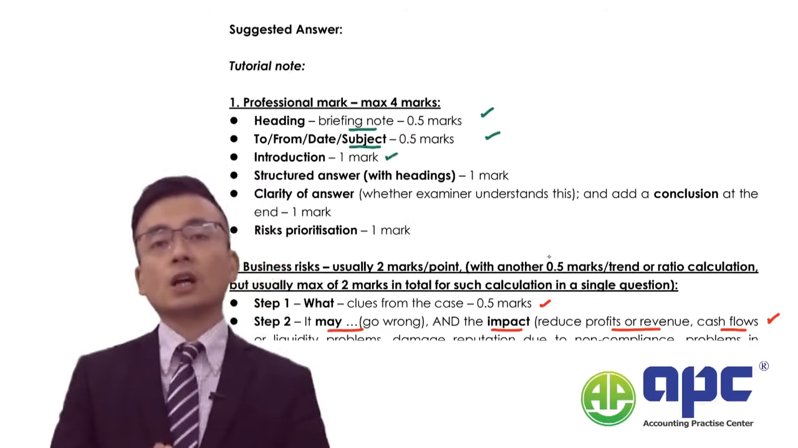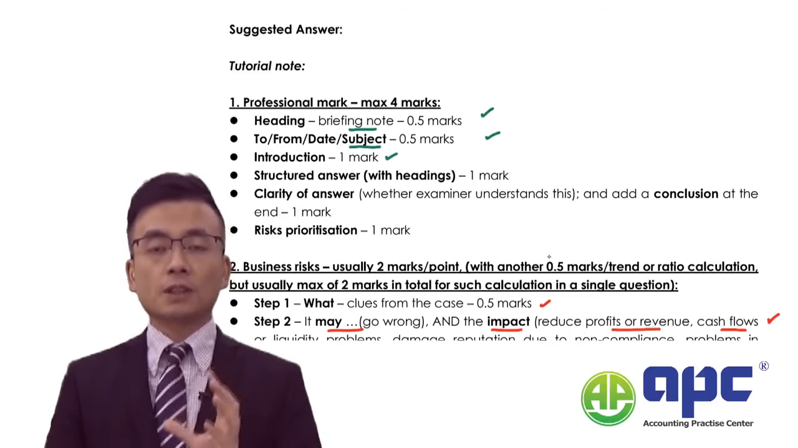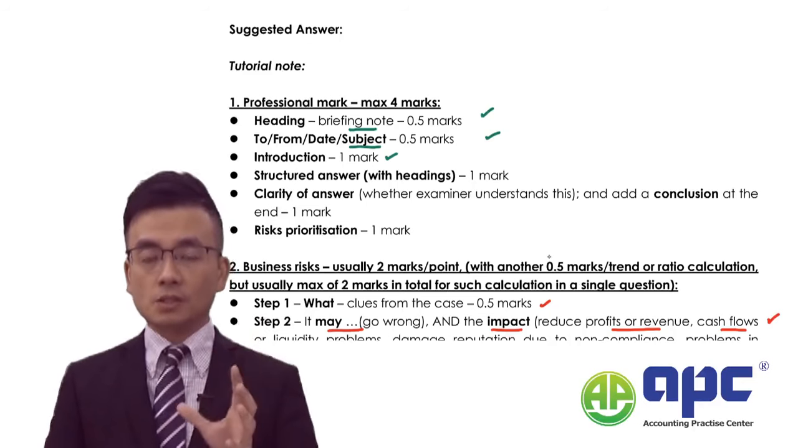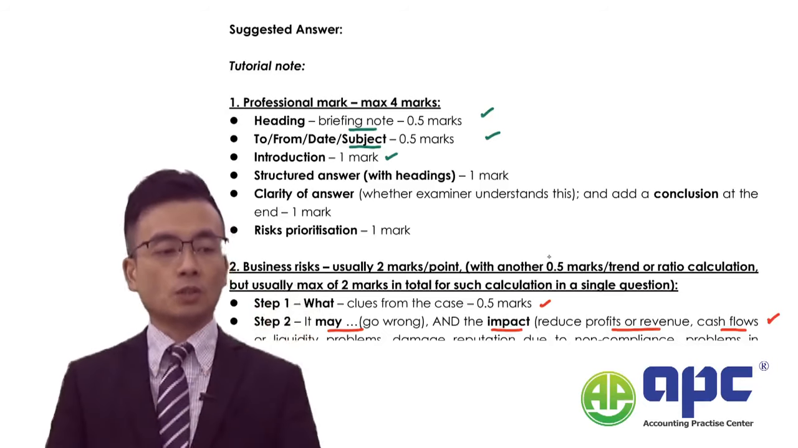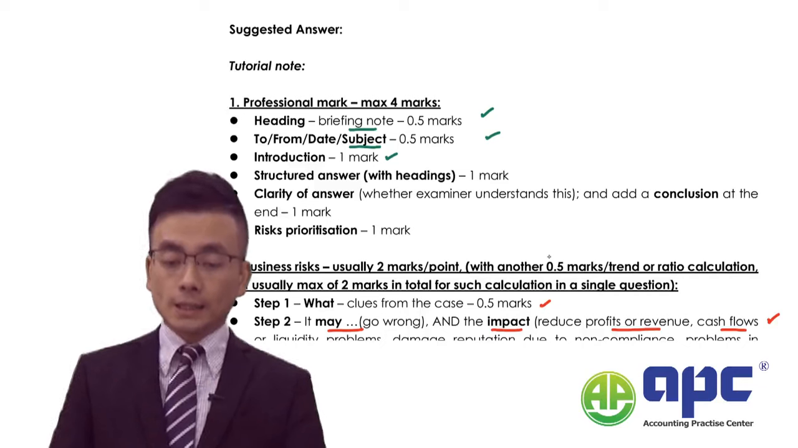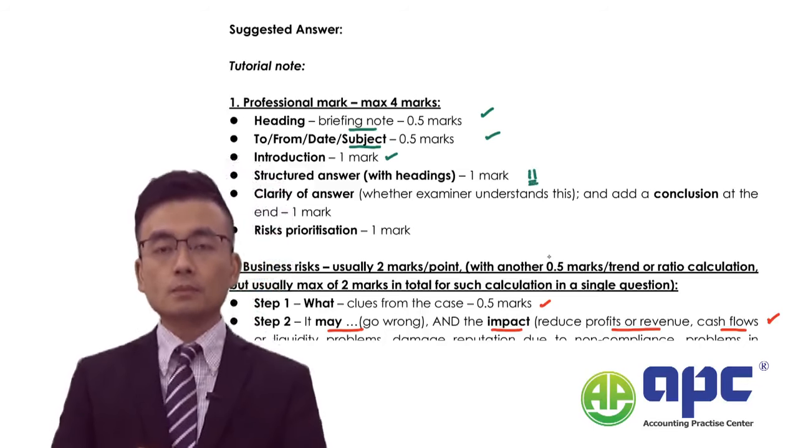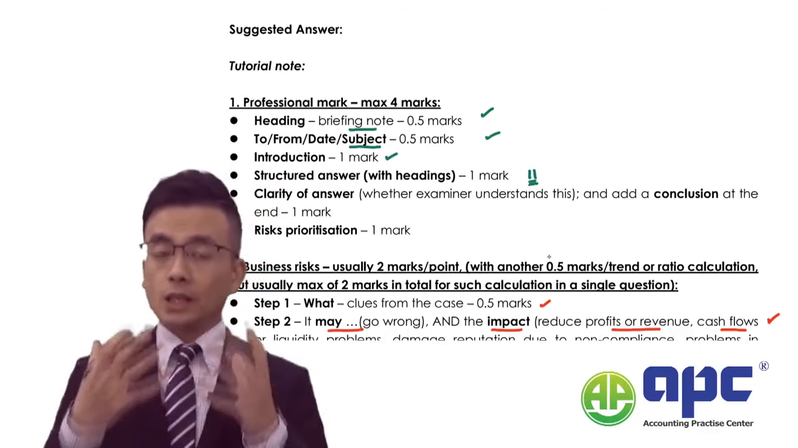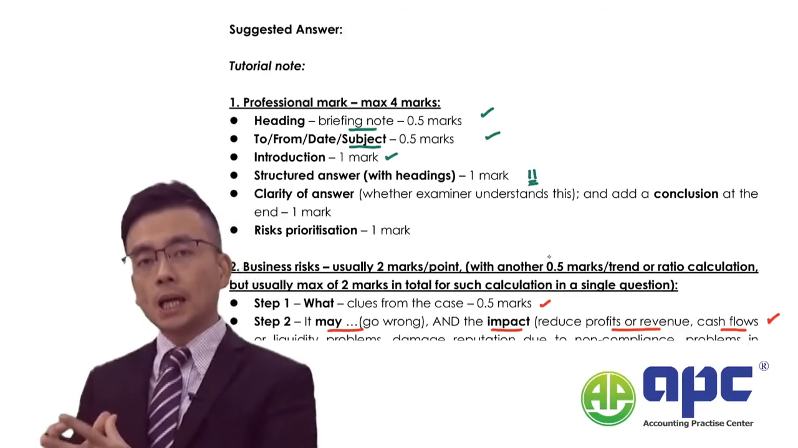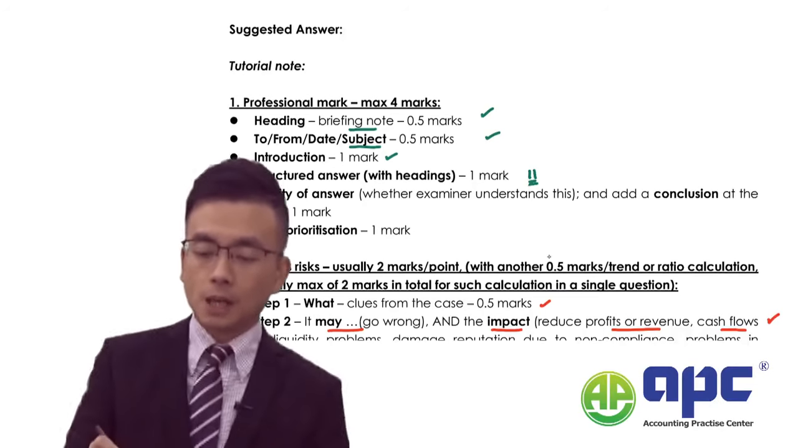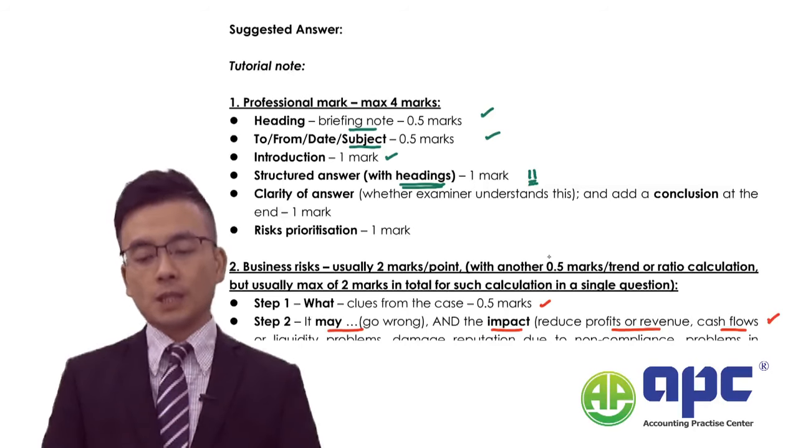And then you will need to have a 1-sentence introduction. So you can say in your briefing note, this briefing note explains the audit risk, business risk, and the procedures related to that part. That's it. One simple sentence will constitute 1 mark. And then, of course, you will also need to focus on the structured answer as well. Very important. Usually what I tend to do is clearly label out to the examiner, this is Part A, this is Part B, and this is Part C. At the same time, I will use quite a lot of headings as well, to make sure the examiner can follow our answer very easily.